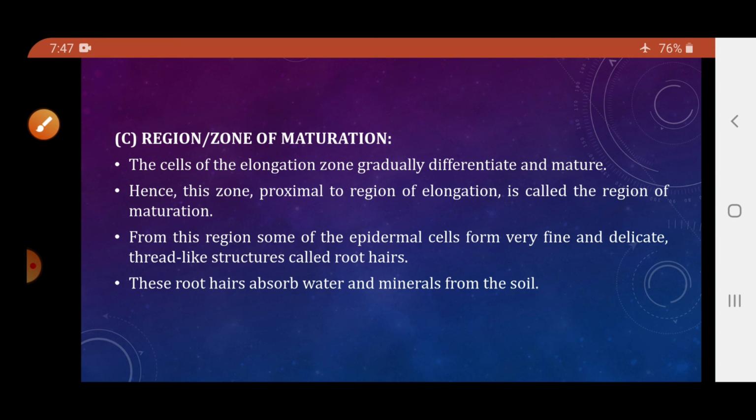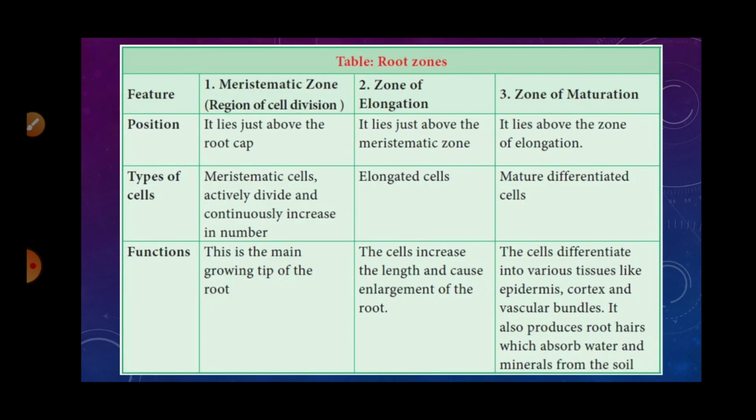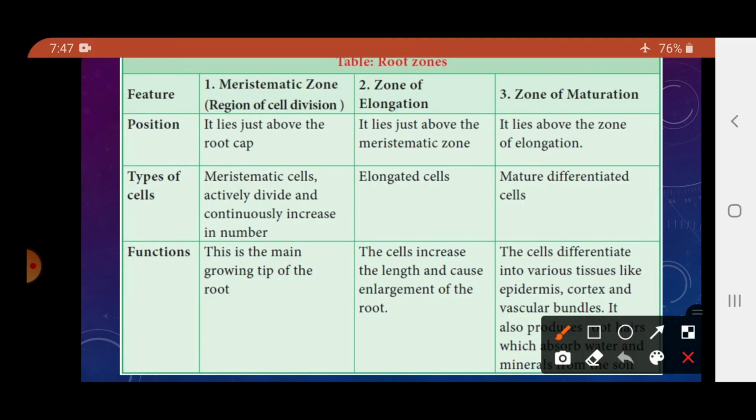So basically these are the three zones or regions of the root. First is the zone of meristematic activity, second is the zone of elongation, and finally the zone of maturation. See students, this is explained in tabular form. Which are the root zones? Meristematic zone, zone of elongation and zone of maturation.